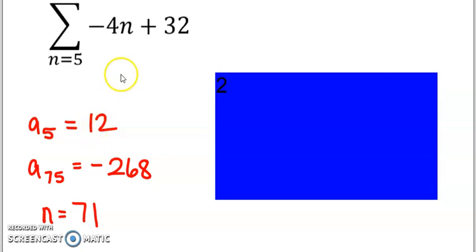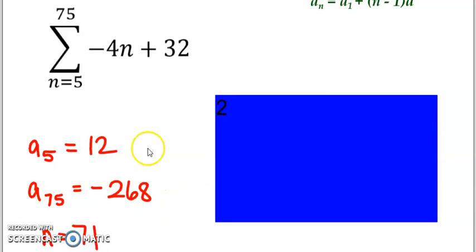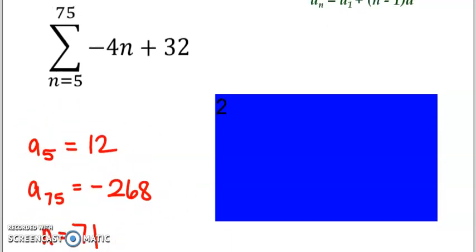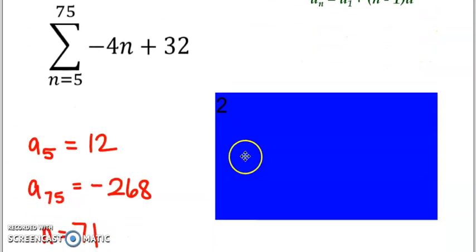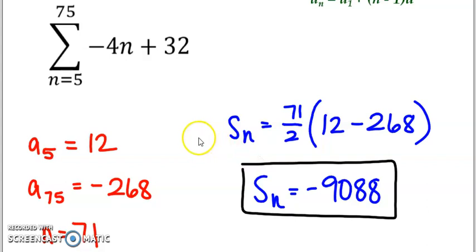A sub 5 is 12 if I plug in 5 for n. A sub 75 is negative 268 if I plugged in 75 for n. If you don't believe me, go to your calculator. Now that I have these 3 ingredients, that's all the intel I need to use my series sum formula. So plug in what you know. Again, this is going to be on a calculator. No worries. We should get negative 9,088.